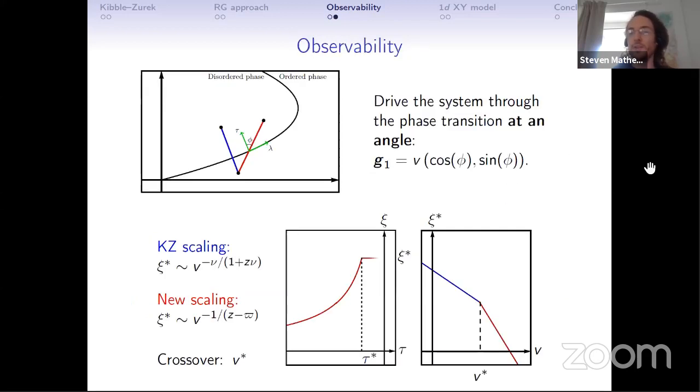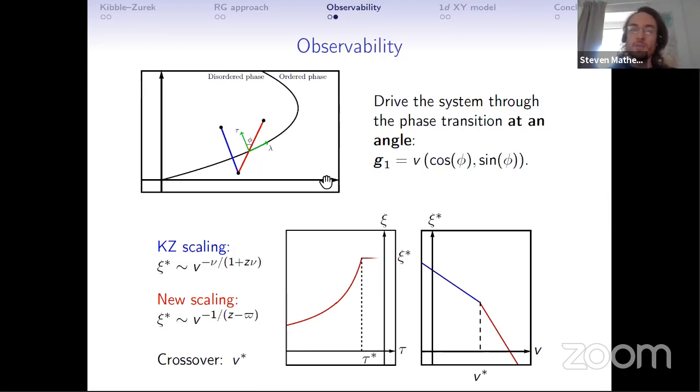Now, in practice, we see a bit of both. So I return to our phase diagram, and now we consider a drive given by this red line where we cross the phase boundary at an angle. And that means that our drive velocity, this g_1, now has two components. It has an amplitude, v, and a direction given by this angle, phi.